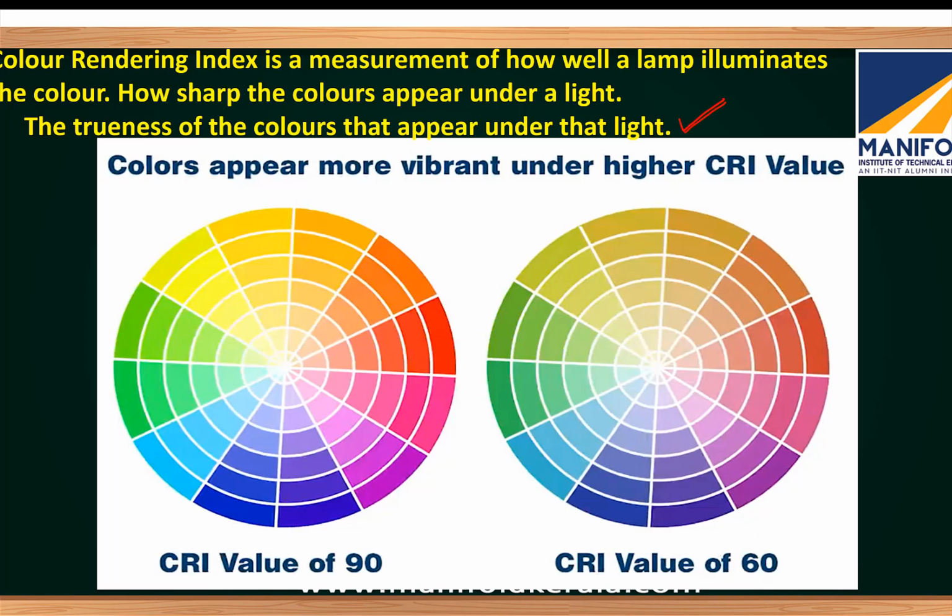You can see in the two images here, when the CRI value is 90, you can see the colors in a more accurate way, and when the CRI value is 60, there is some accuracy being lost. The trueness of the colors is being lost.